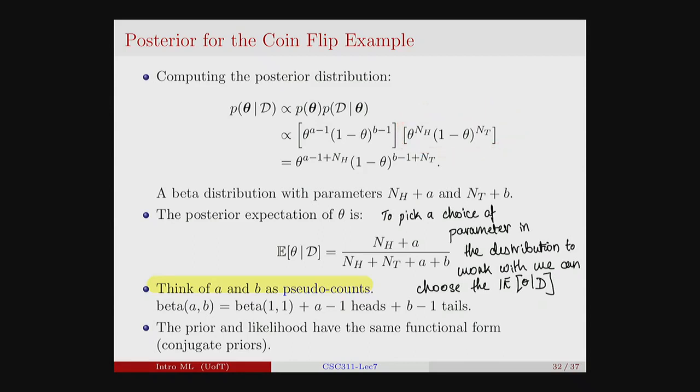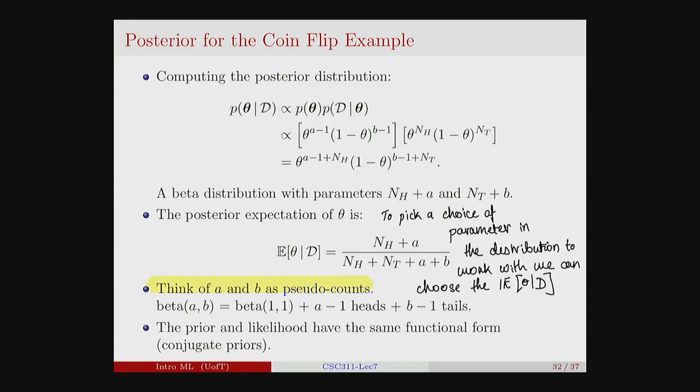And what's nice is that you can group the terms together and add up their exponents to get the final form, which is theta raised to a minus 1 plus nh and 1 minus theta raised to b minus 1 plus nt. And what's interesting here is that this looks exactly like a beta distribution with parameters nh plus a and nt plus b.